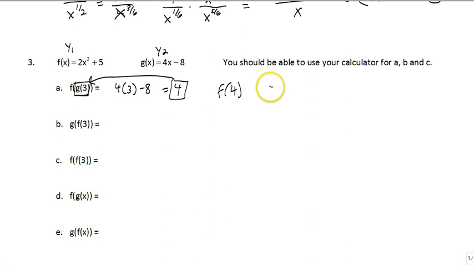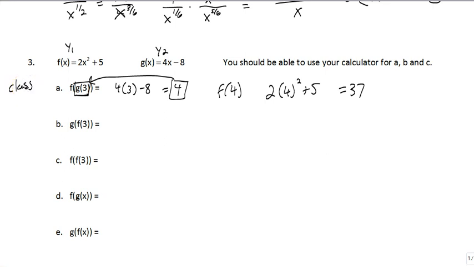So I get 2 times 4 squared plus 5. So 16, 32, 37. Now, you can do it, like I said, with your calculator by doing the y vars, y vars, and I'll show you in class. We'll do that in class.